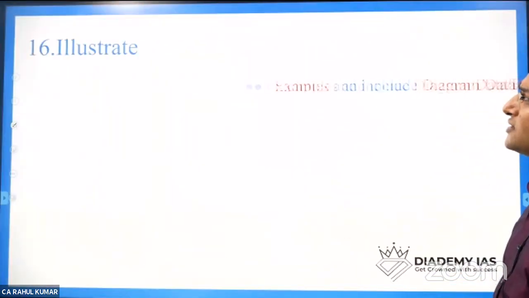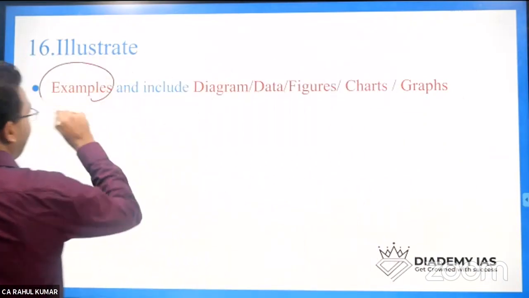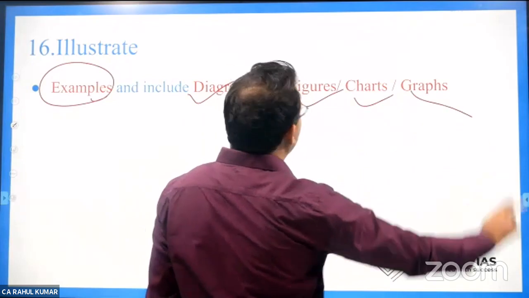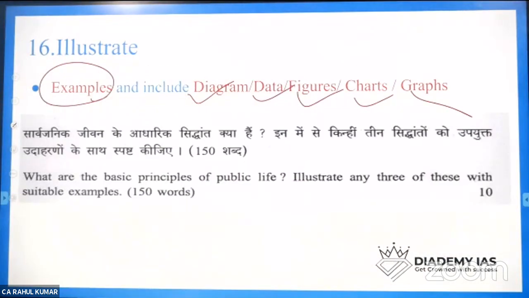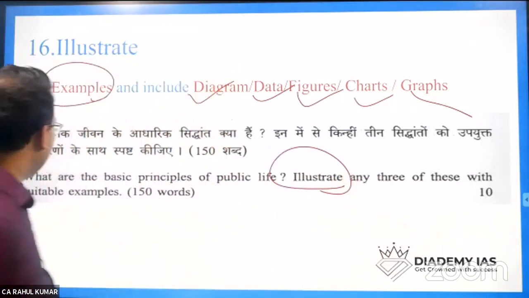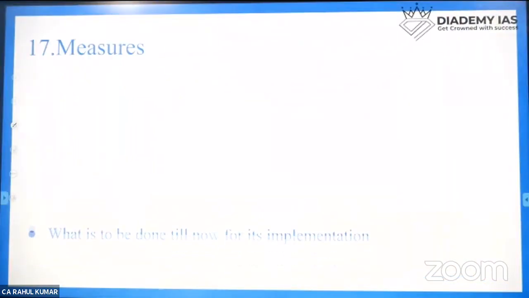Then next is illustrate. Illustrate means give an example. So in the example, you can include different diagrams, data, figures, charts, graphs. Okay. So in illustrate, you have to give a proper example. You have to basically give it in detail. What are the basic principles of public life? Illustrate any three of these with a suitable example. Okay. So they are asking for an example. Next is measures.